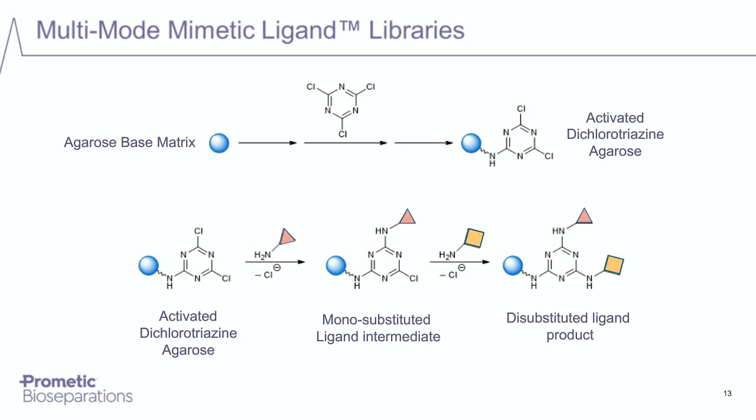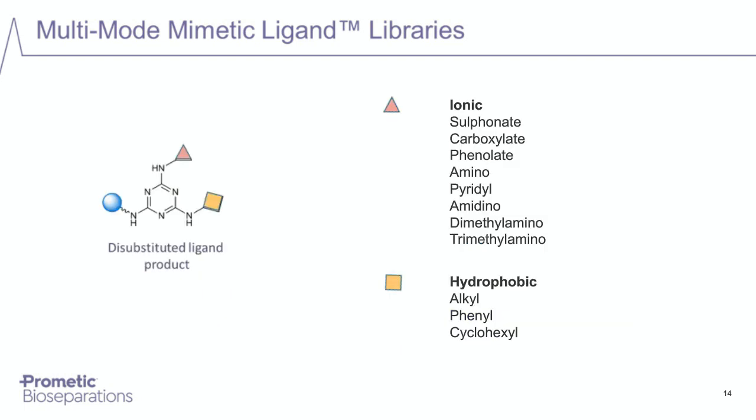The types of R groups that we have with these ligands are really at quite a wide range now. So in terms of ionic groups, we can have sulfonates, carboxylates, phenolates, amino, pyridyl, various types of functionalized amino groups here. And in terms of hydrophobic groups, we can have phenyl groups, we can have alkyl groups, and we can have other types of groups as well, such as cyclohexyl groups. So by combining these two groups of these ionic and hydrophobic side chains, we can produce a library of multi-mode ligands that have quite diverse structures and quite diverse protein binding properties.